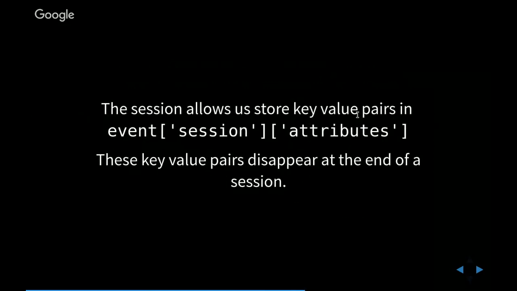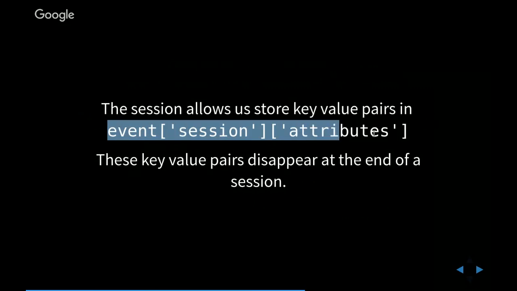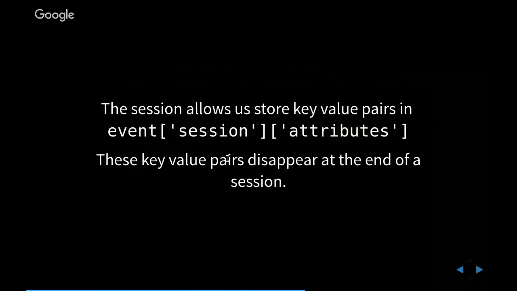The session allows us to store key value pairs inside of this dictionary that is inside event session attributes. These key value pairs disappear at the end of the session. It's important to remember that. If I interact with Alexa and the Dolly skill, and then I come back to it later, it's going to forget about it. As long as I keep on interacting with it back and forth, it'll be there.